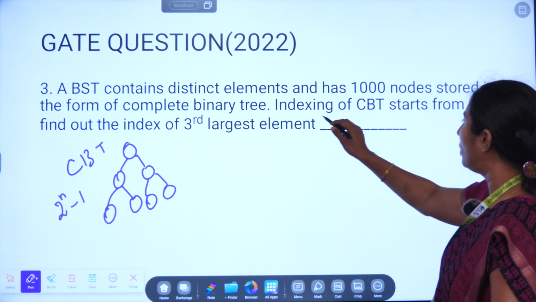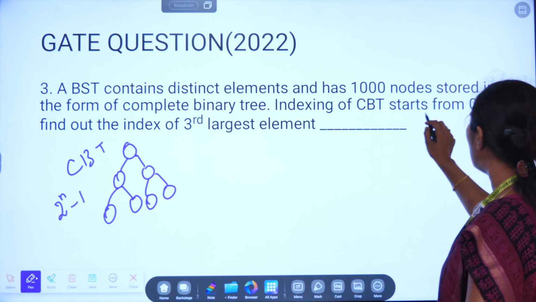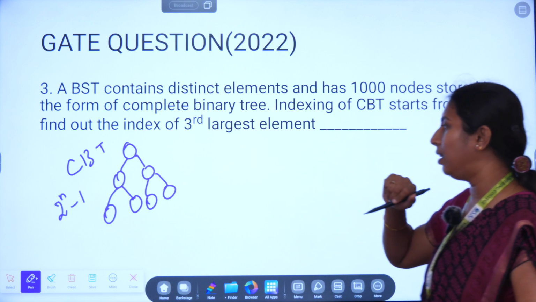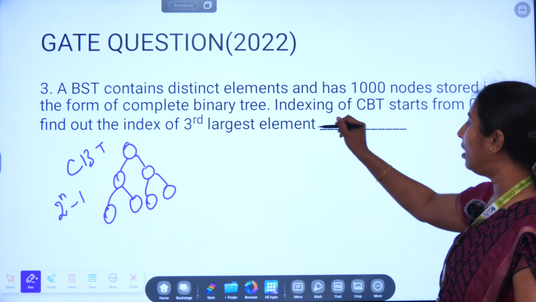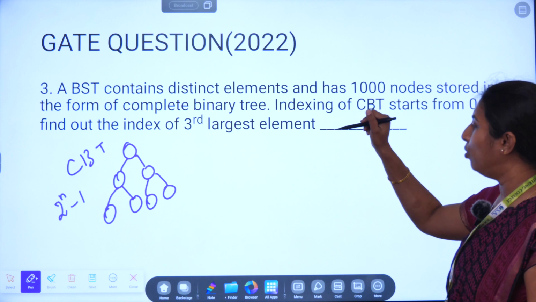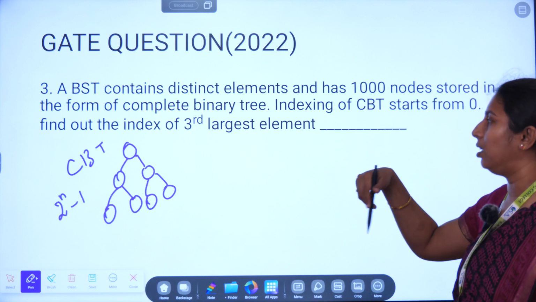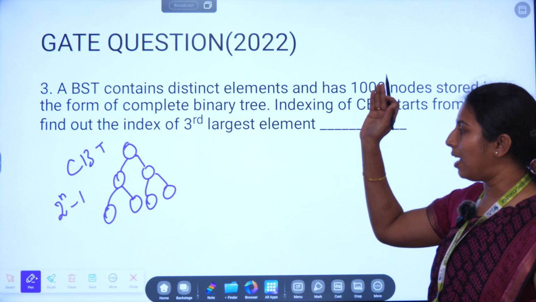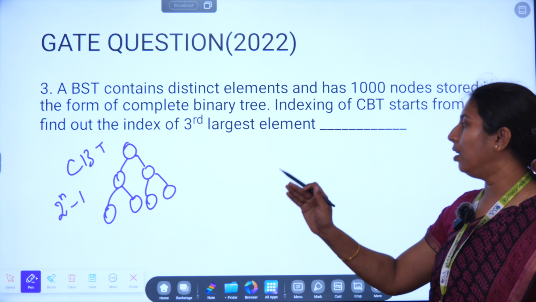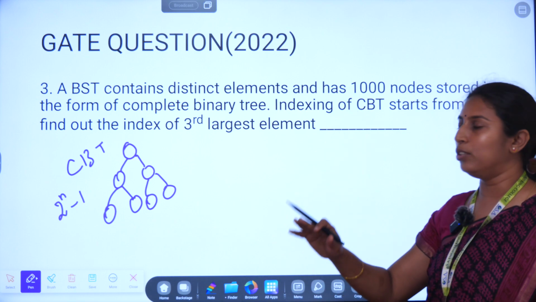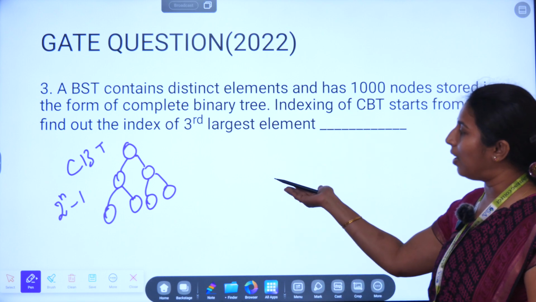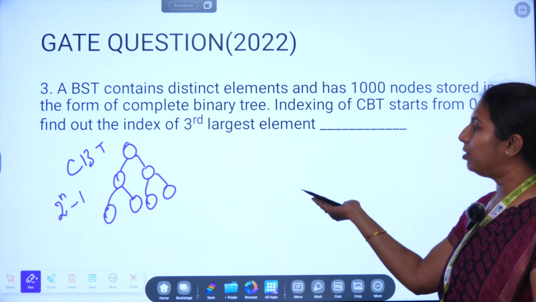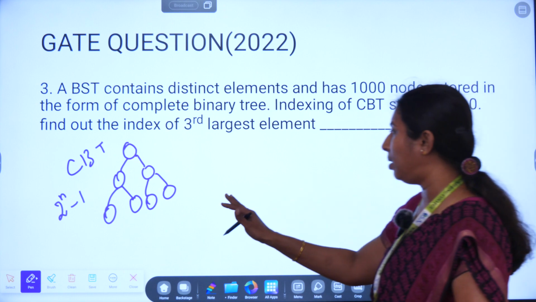Here again, what is the question they have given? Indexing of the array starts from 0. They asked us to find the index of the third largest element. To find the third largest element, we need to consider that this is a binary search tree. So what is a binary search tree? The elements in the left subtree of the root should be smaller values, and the elements in the right subtree will have values greater than the root node. That is your BST over here.